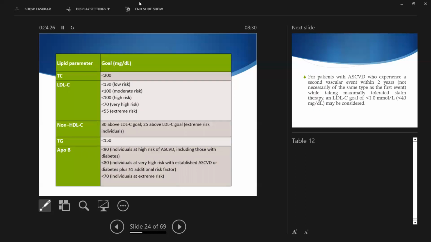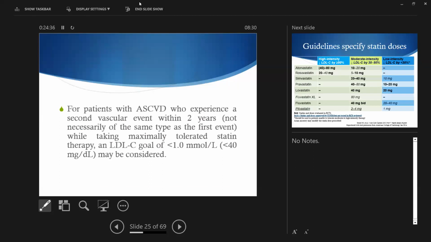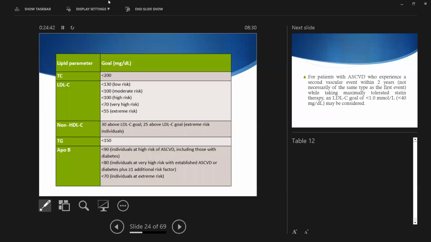So this is a general idea about how much the cholesterol should be in different settings. If you check only the total cholesterol, it should definitely be less than 200. In low-risk individuals, the LDL treatment target is around 130 milligram percent. In moderate and high risk, it should be less than 100. In very high-risk patients, like patients who already had an ACS, it should be less than 70. And in extreme-risk patients with multiple risk factors and coronary disease, it should be less than 55. Non-HDL targets are generally 30 milligram above the goal. And for triglyceride, the accepted level is less than 150 milligram.